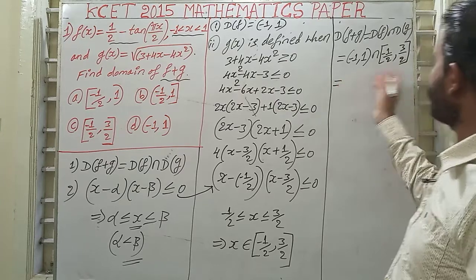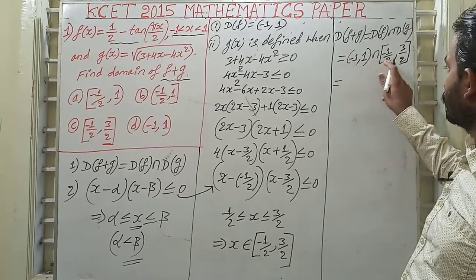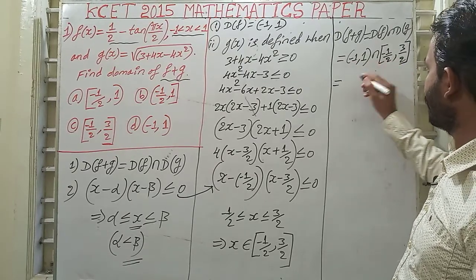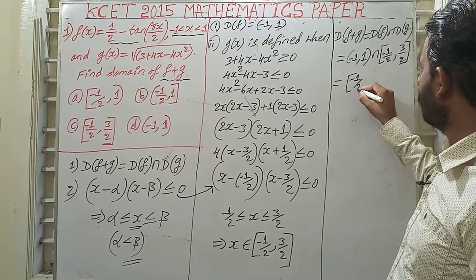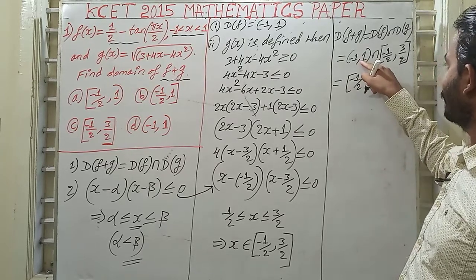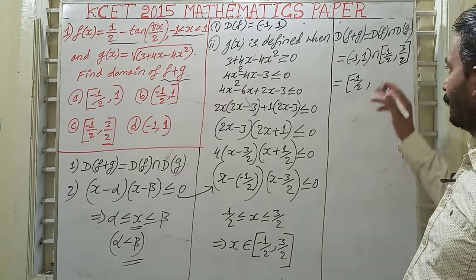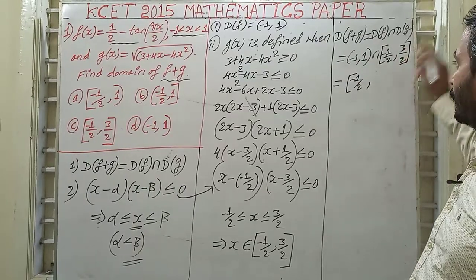So intersection is the common element between them. First we take the lower limit. In the lower limit, which one is bigger? Minus 1 by 2. Take minus 1 by 2, closed, and take the next second elements. In the second elements, which is the lower element? 1 when compared to 3 by 2, because 3 by 2 is 1.5.